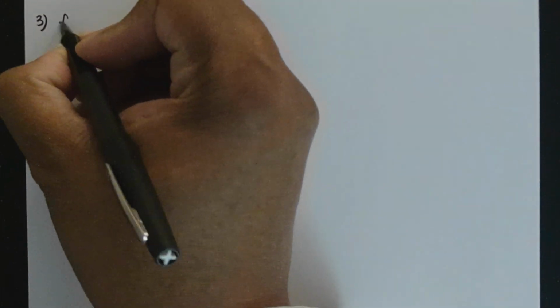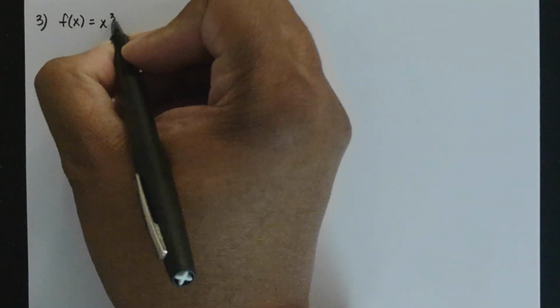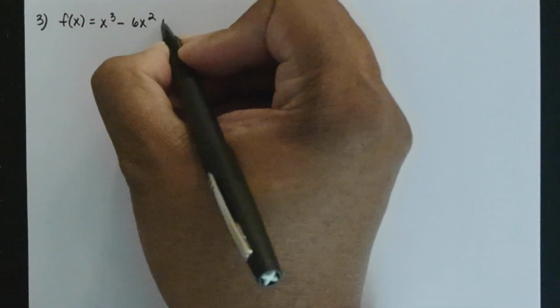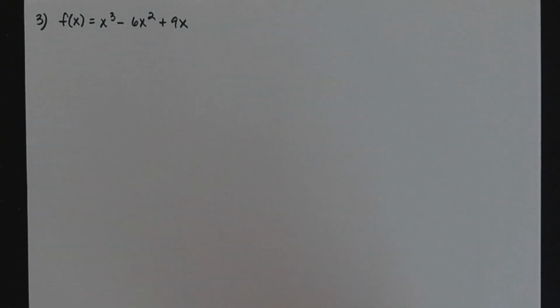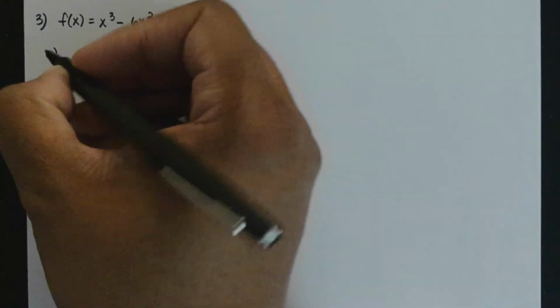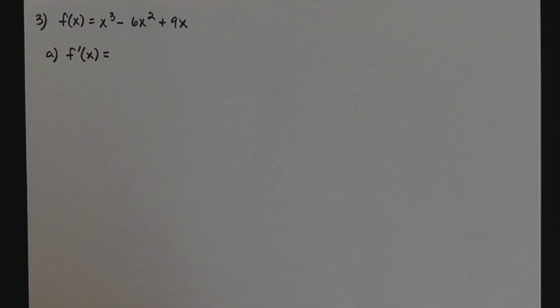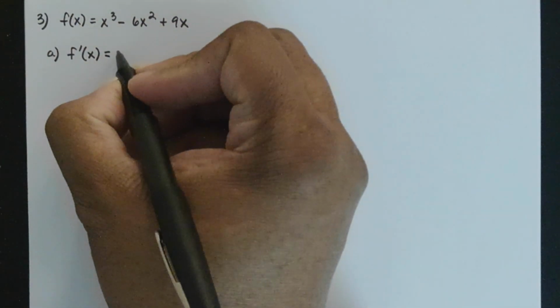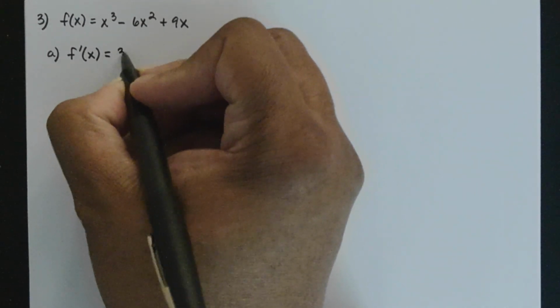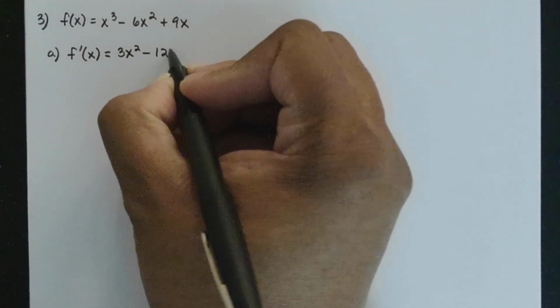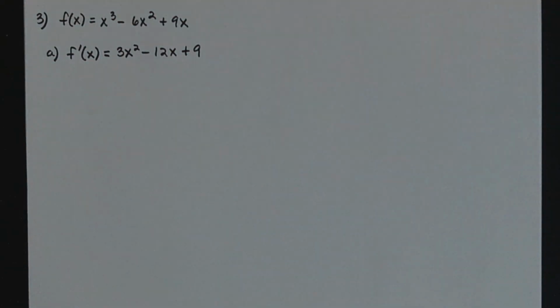Okay. So number 3 is going to be that f of x equals x cubed minus 6x squared plus 9x. All right, so the first part is just finding the first derivative. So the first derivative would just be f prime of x. What would be the derivative of x cubed minus 6x squared plus 9x? 3x squared. Okay. And then minus 12x plus 9. So that's part A, just finding that first derivative.